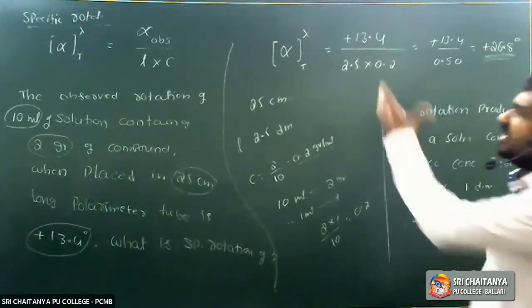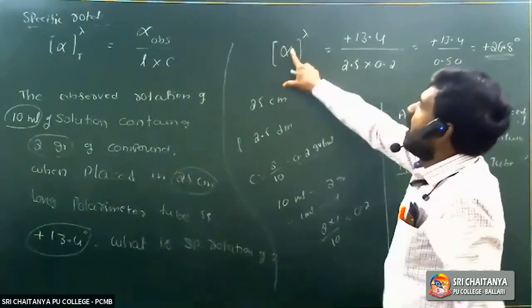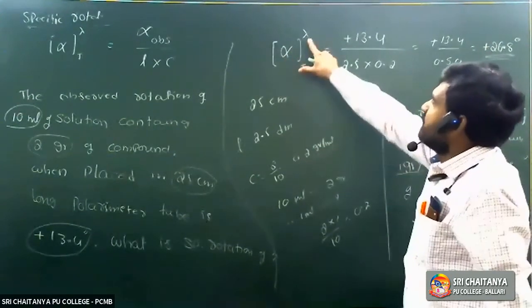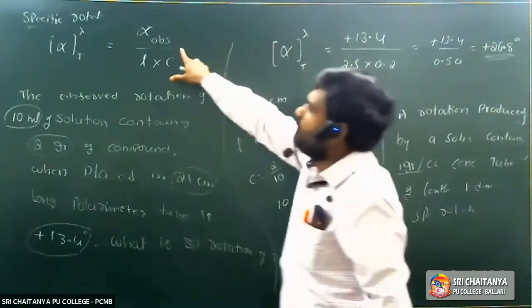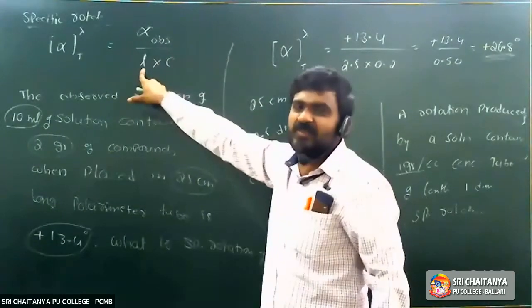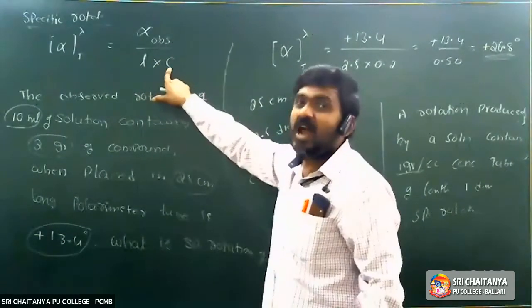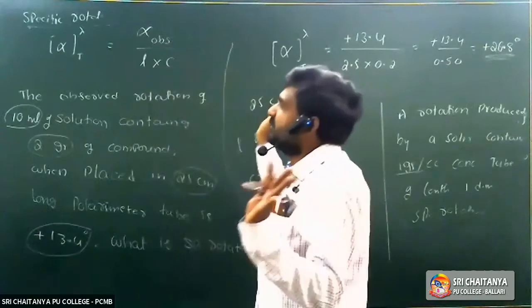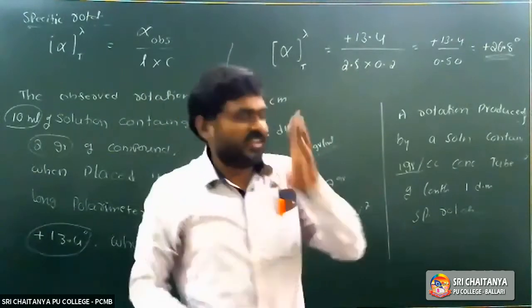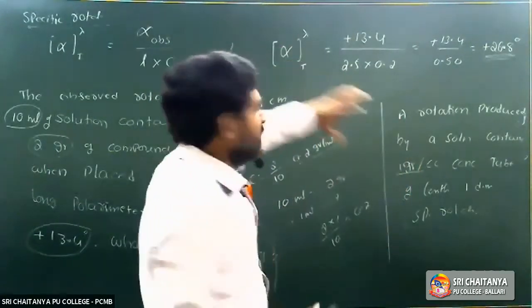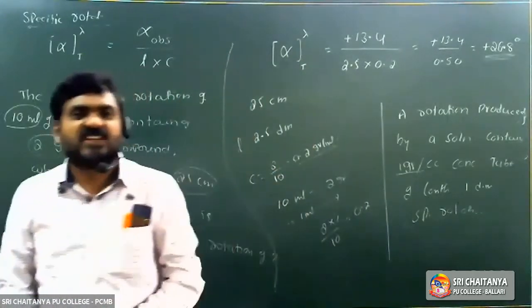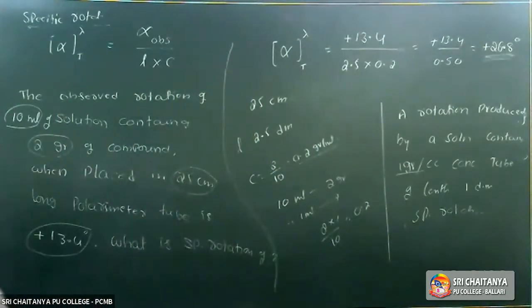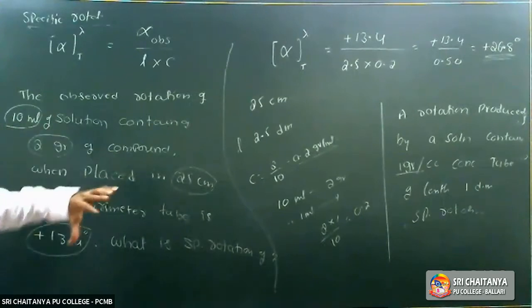So how to calculate the specific rotation? Alpha T lambda is equal to observed rotation divided by length, where length is taken in decimeters and concentration C is taken in gram per cc. It is called specific rotation. The rotation of plane polarized light depends on six factors, whereas specific rotation is independent of concentration and the length of the tube.